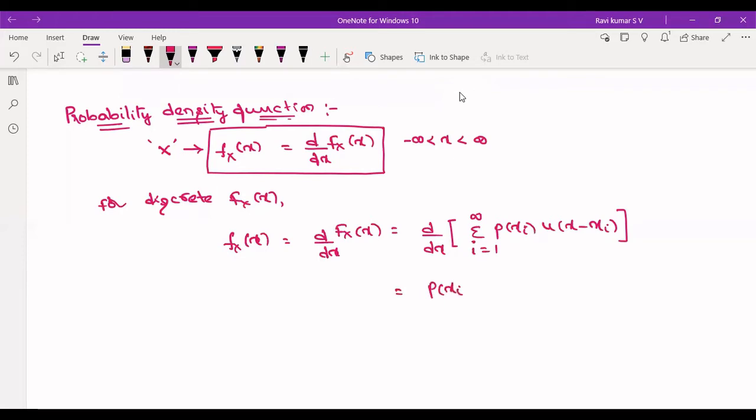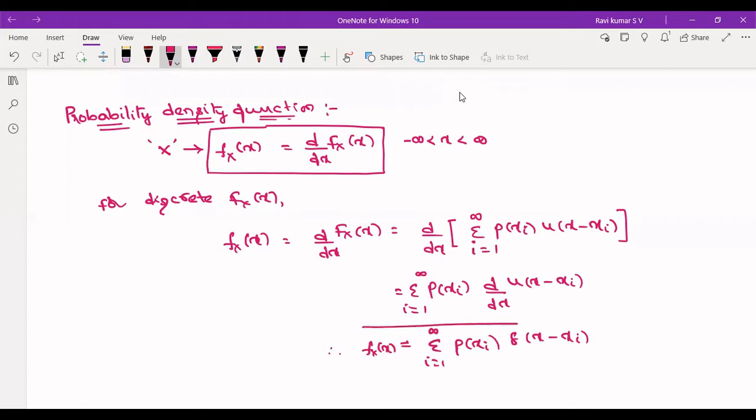Probability of xi d by dx of u of x minus xi. So the probability doesn't change, the value doesn't change. So you need to take the differential of the step function. As per signals knowledge, the differential of the step signal gives you an impulse signal, which is represented like this, del of x minus xi. So this is the density function expression when the given distribution function is a discrete one.